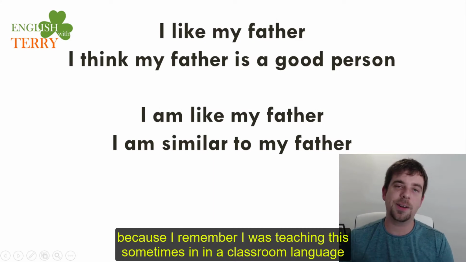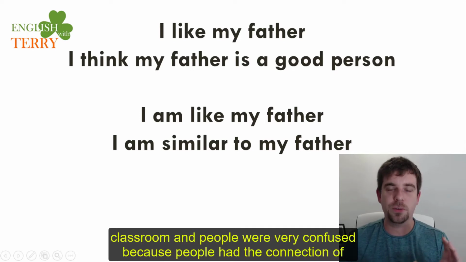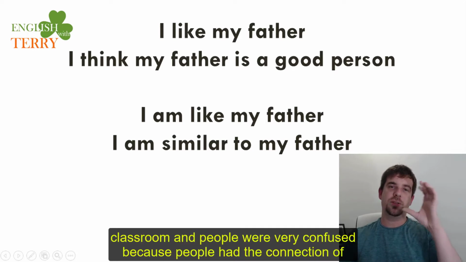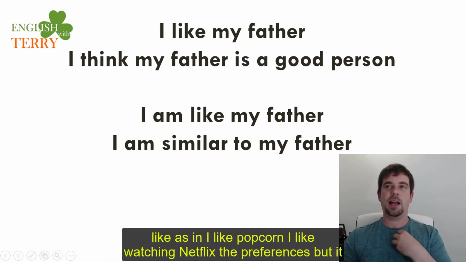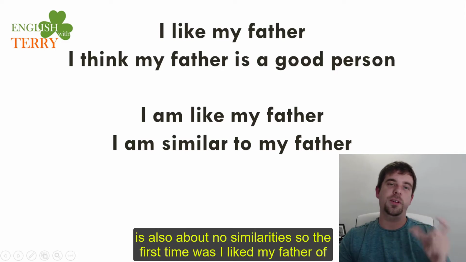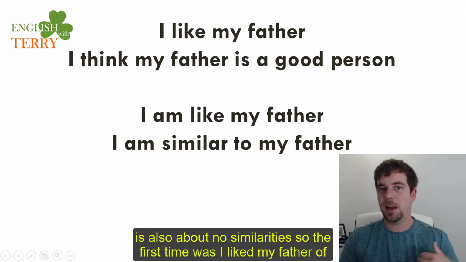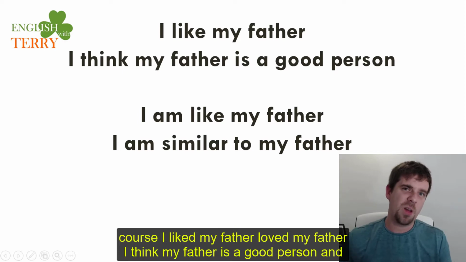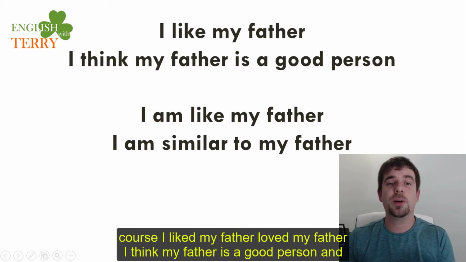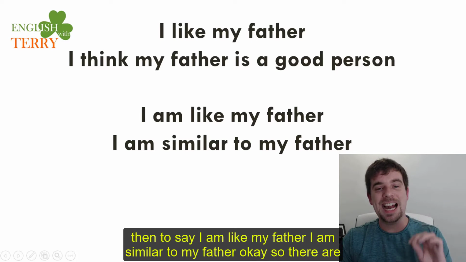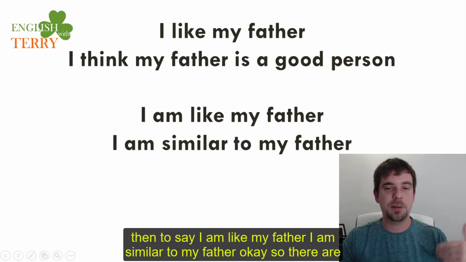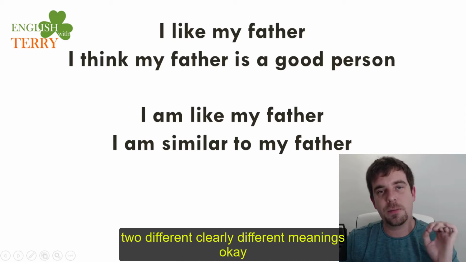Now, just to be clear, because I remember I was teaching this sometimes in a language classroom, and people were very confused because people had the connection of like, as in I like popcorn, I like watching Netflix, the preferences. But it is also about similarities. So the first example is I like my father. Of course I like my father. I love my father. I think my father is a good person. And then to say I am like my father is I am similar to my father. Okay? So there are two clearly different meanings.